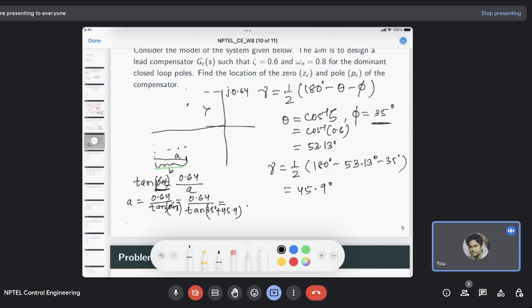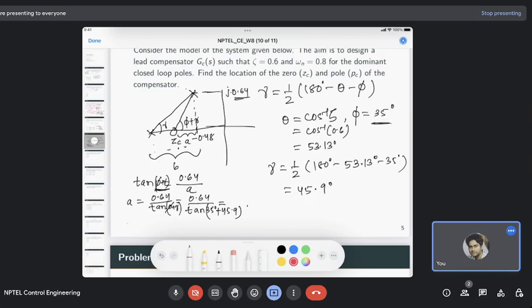So what we have, this is the location of the dominant pole. So it is located at this point, minus 0.48 and this is 0.64. This is the location of the zero in s-plane, and this height, this base length we take A, and this is the pole, and this base length from this point 0.48 to this we take B, and this angle is gamma, and this angle is phi plus gamma.